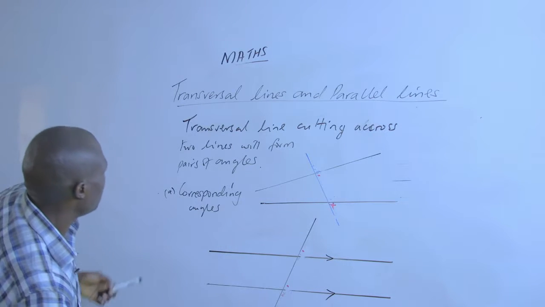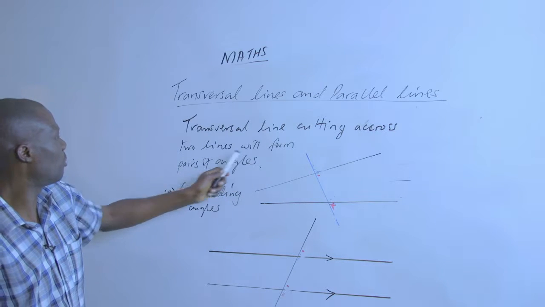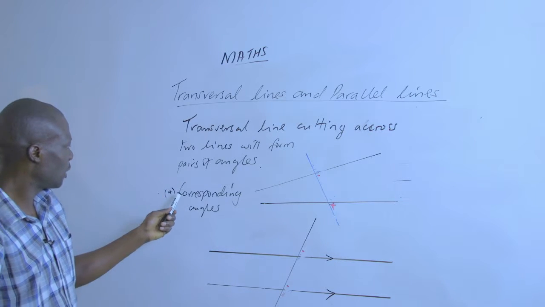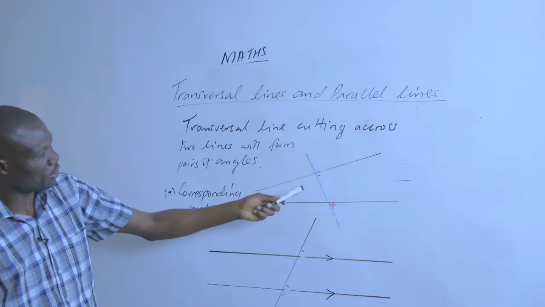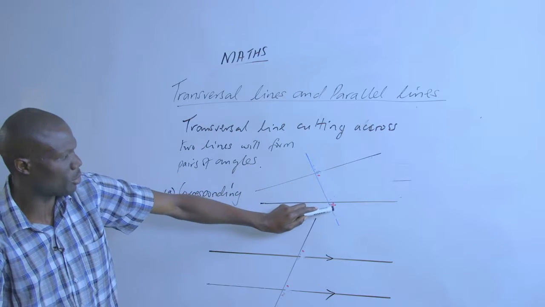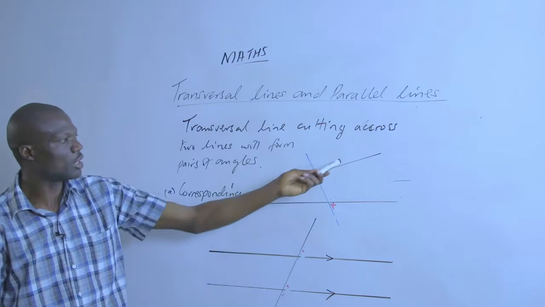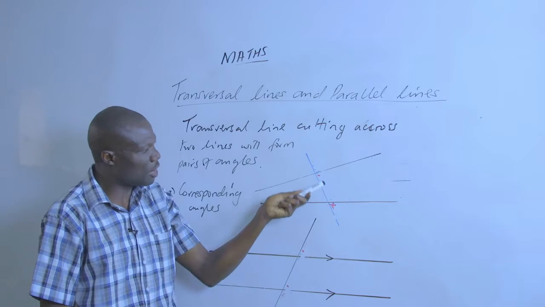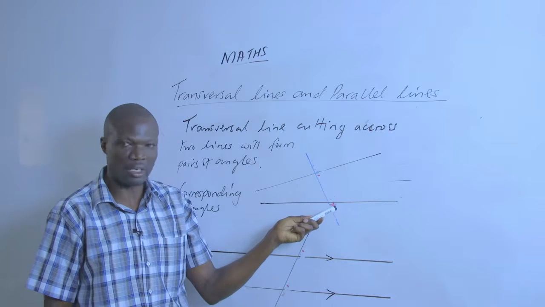Now, we are saying a transversal line cutting across two lines will form pairs of angles. The first pair of angles is what I'm going to call corresponding angles. And I've shown with a red marker that this angle corresponds with this one, corresponds with this. Because these two lines here are not parallel, then the two angles that correspond are not equal. That's why we have a dot and an X.